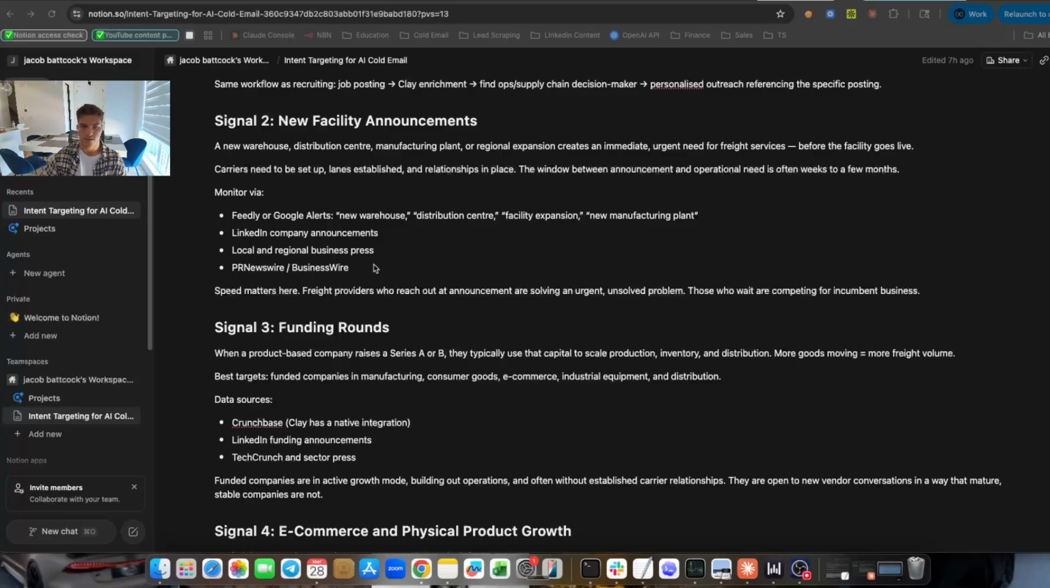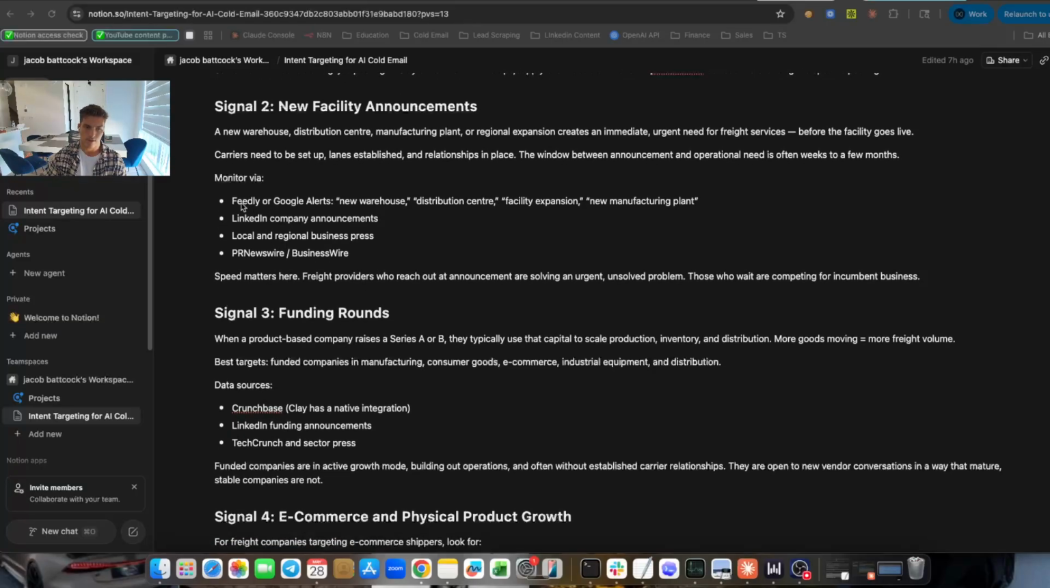So these kinds of signals, specifically for facility announcements, can be monitored in a few ways. One of the ways is through news alert channels such as Feedly or Google Alerts. Another video is to come soon on Feedly and the Feedly API for signal targeting as well. Another one is going to be LinkedIn company announcements, so announcements that are made on a company page on LinkedIn.